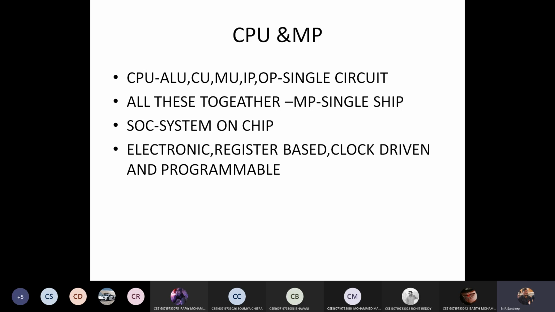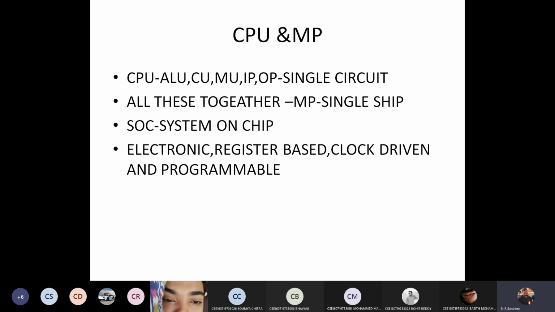I gave a difference between the CPU and the microprocessor. The CPU consists of the ALU, CU, that is the arithmetic logical unit, control unit, memory unit, and input output unit. If you bring all of this together into a single chip, then we call it a microprocessor. Whereas in the central processing unit, these are all individual circuits: ALU, CU, MU, IP, OP. In the microprocessor, we bring all of them together onto a common chip, which we call a system on chip. So we call it a microprocessor.